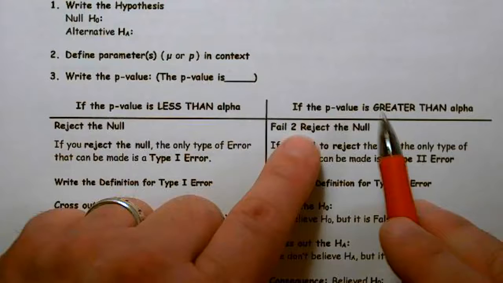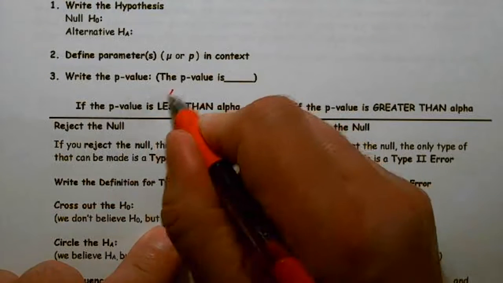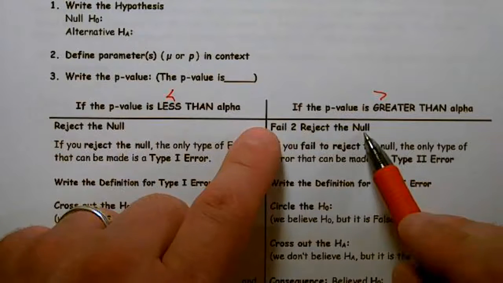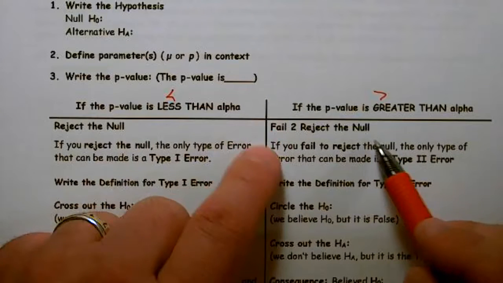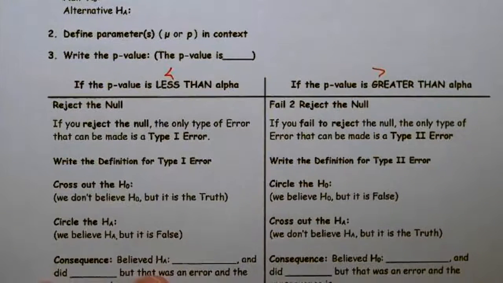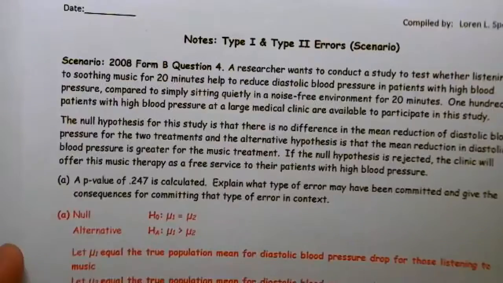On the other hand, if the p-value is greater than alpha, so here we have the less than alpha, here we have the greater than alpha. If it's greater than alpha, then we fail to reject the null, and we're going to go all the way down this column, and we'll never leave that column. And that's going to be the steps that we need to follow. So let's go look at a scenario and put it in context here.